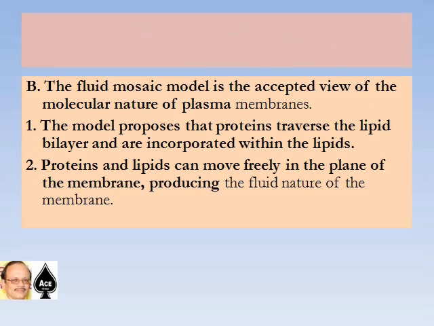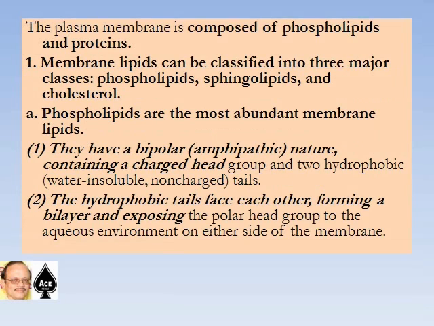The fluid mosaic model is the accepted view of the molecular nature of the plasma membranes. The model proposes that proteins traverse the lipid bilayer and are incorporated within the lipids. Proteins and lipids can move freely in the plane of the membrane, producing the fluid nature of the membrane. Plasma membrane is composed of phospholipids and proteins.